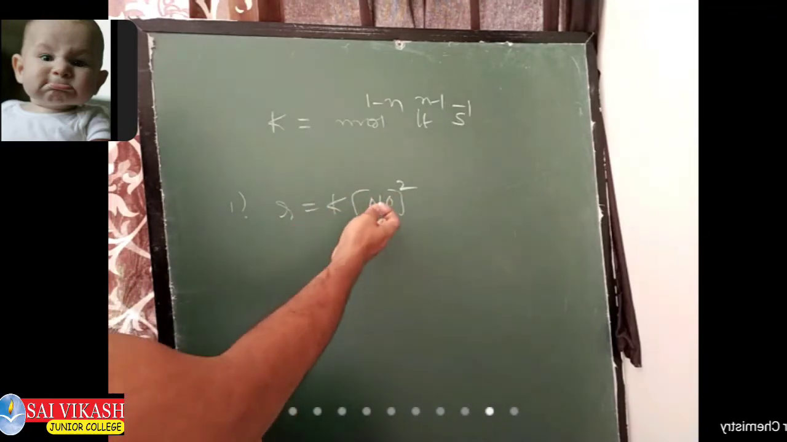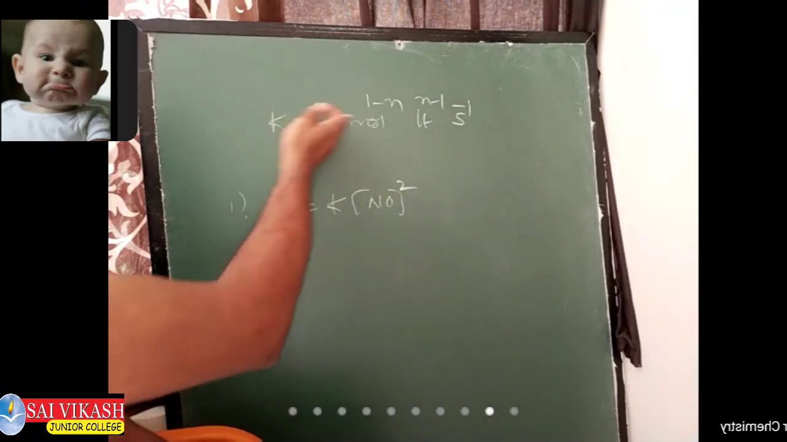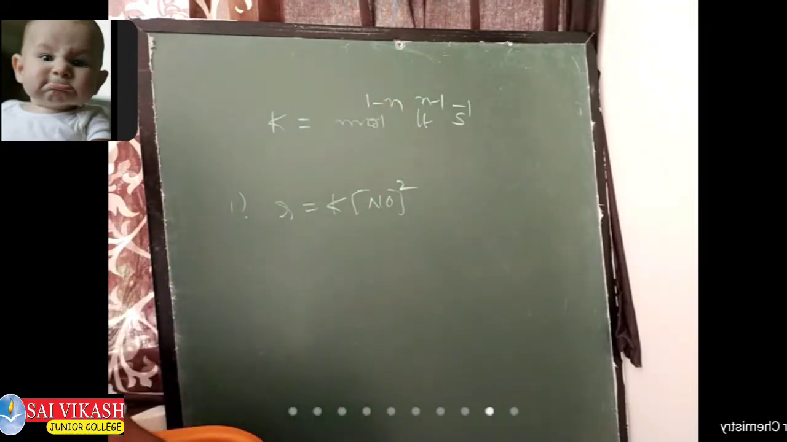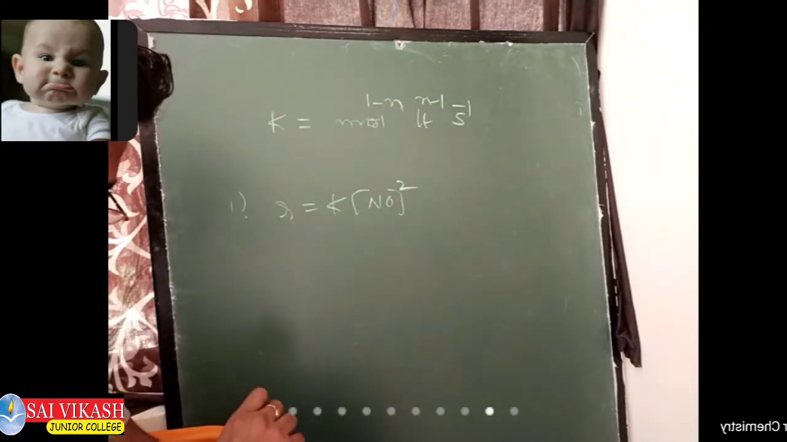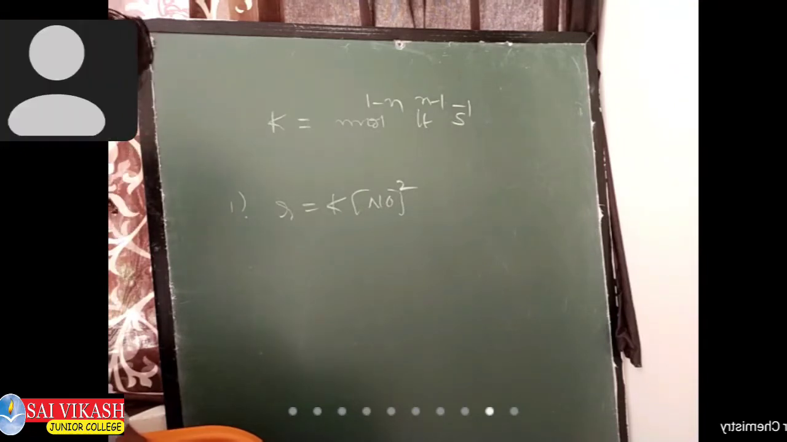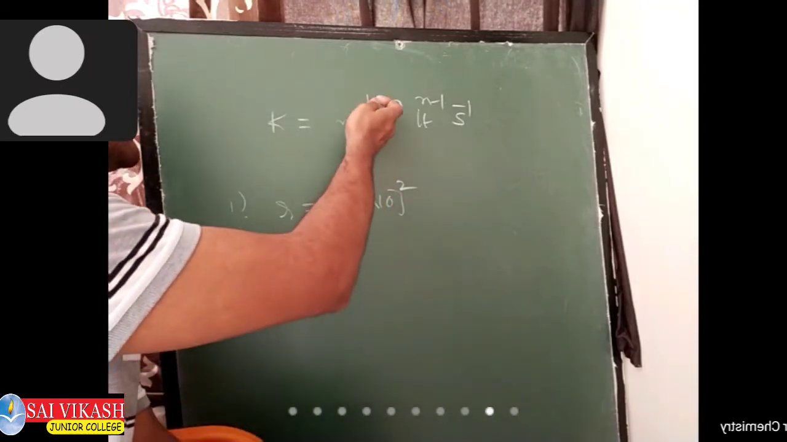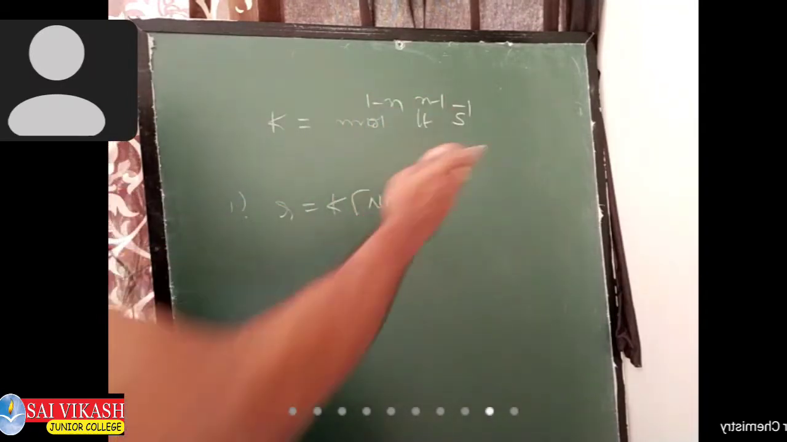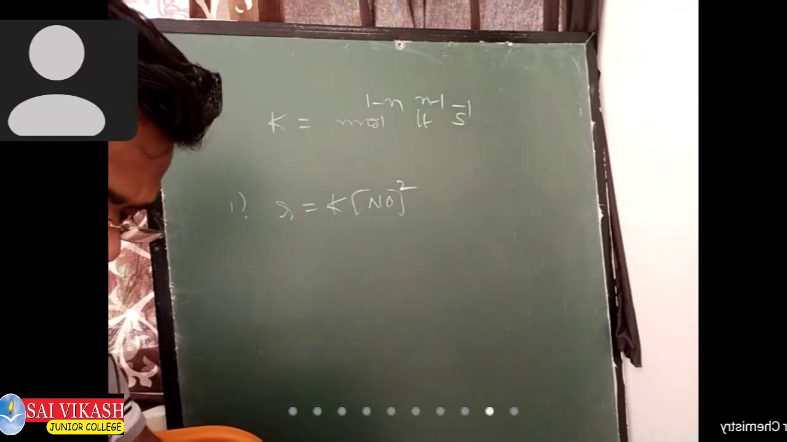2. So for the unit of K for second order, substitute n as 2 and you will get the answer. Like the second one, rate equal to K into CH3CHO power 3 by 2 is given. Means here the order is 3 by 2. Order 3 by 2 means put n as 3 by 2. Whatever the answer comes, that is the answer.